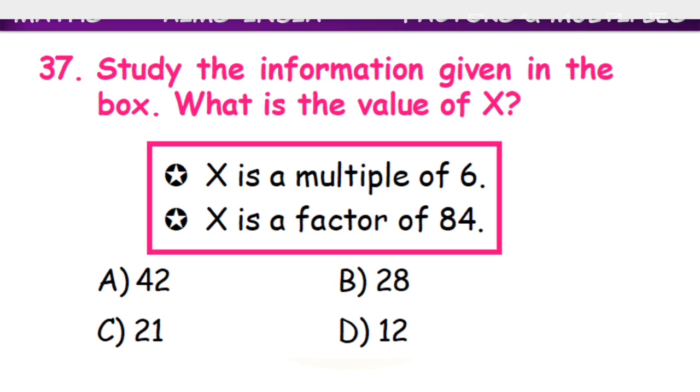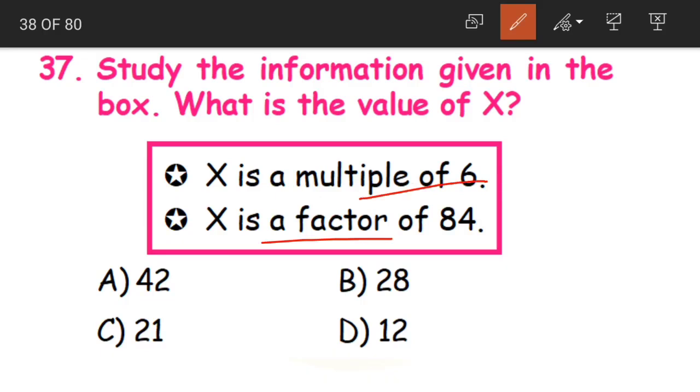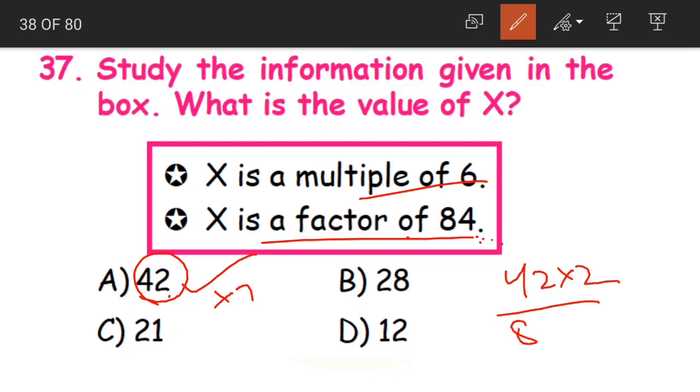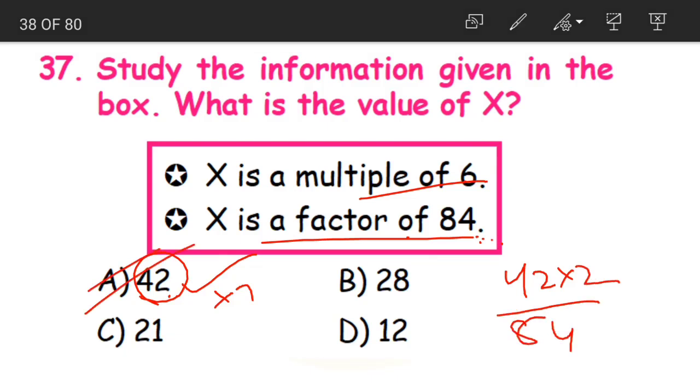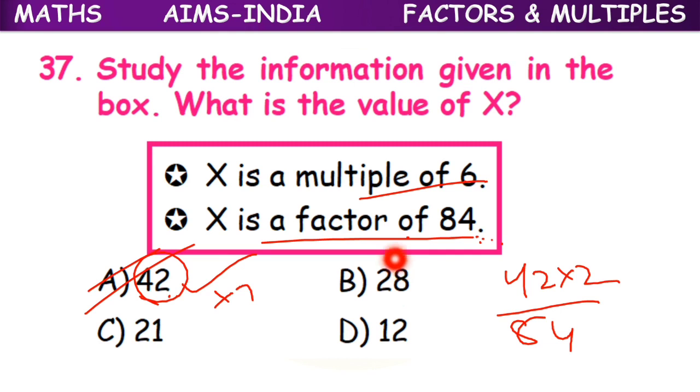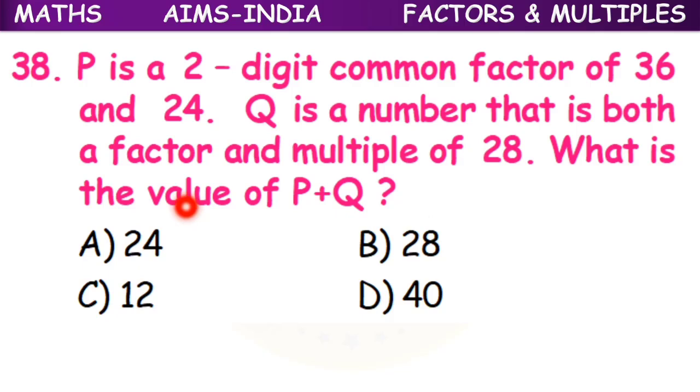Next, study the information given in the box. What is the value of x? X is both a multiple of 6 and also a factor of 84. Now if we look at the first option, 42, is it a multiple of 6? Yes, 6 sevens are 42. And is it a factor of 84 here? Yes, we have 42 twos are 84. So option A becomes our correct answer. Okay children, this is how we need to solve. We need to take each of the given options and then check whether the given statements are true for it or not.